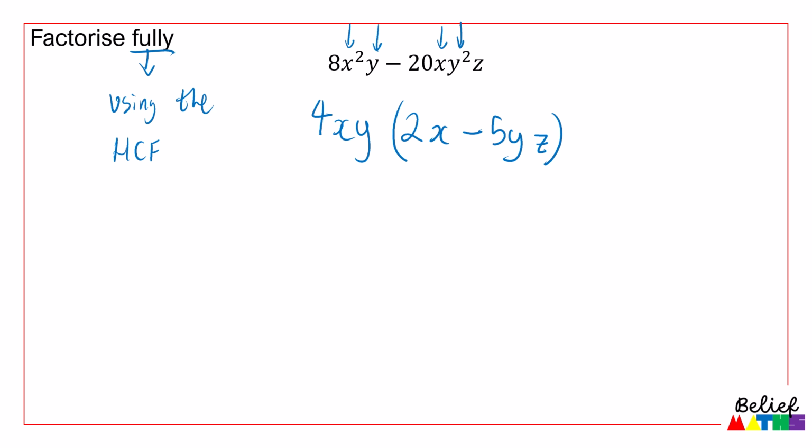Now we could have factorised this by just taking out 4, or just taking out 4x, or just taking out 4y, or even just taking out 2x or 2xy. There's lots of different things we could take out. Factorising fully means we have to take out this 4xy. So we have to take out everything that can possibly be taken out of both of those terms.